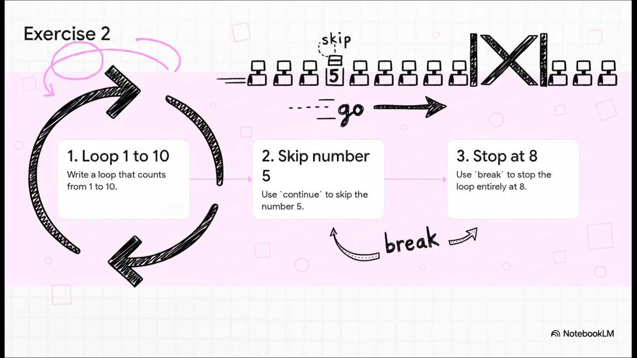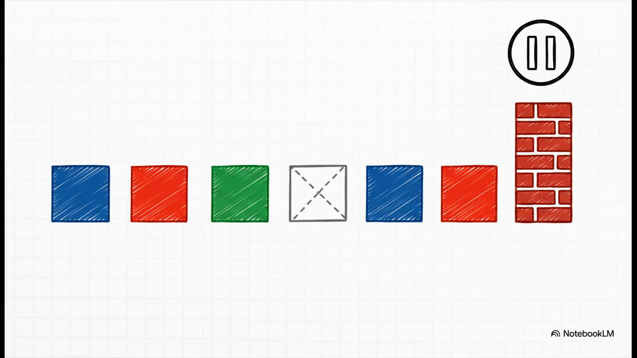Ready for round 2? This one combines both of our new loop control tools. I want you to write a loop that counts from 1 to 10. Inside that loop, you need to use continue to skip printing the number 5, and then use break to stop the whole loop completely when the counter gets to 8. If you get it right, this is the exact output you should see on your screen. Notice how 5 is totally skipped, and the loop stops before it ever even prints 8. Pause here and give it your best shot.